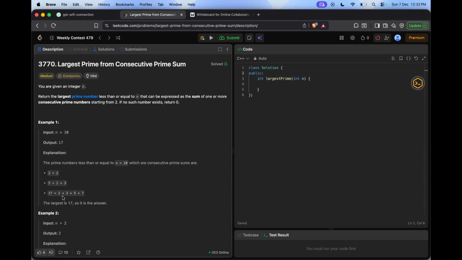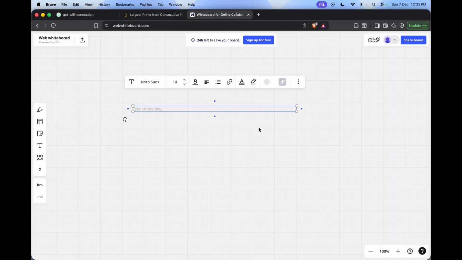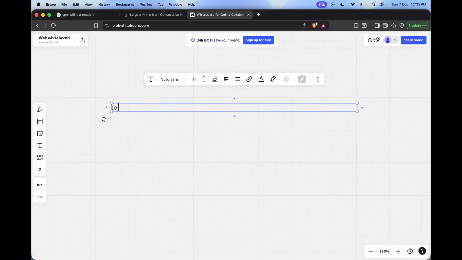Then 2 plus 3 is 5. Then 2 plus 3 plus 5 plus 7 is 17. Similarly, going on, after 7, 11 appears, then 13 appears, and so on. Among all these values, the maximum value which is prime and is smaller than or equal to n, we need to return that value. So what does the question demand of us? The question demands us to calculate all the primes.